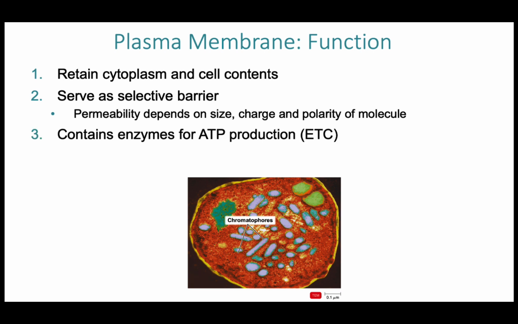Now, this is going to be unique to the prokaryotes. The enzymes for generating ATP, the electron transport chain enzymes, are found in the plasma membrane. In eukaryotic cells, those enzymes for ATP production, that electron transport chain, is found in the membrane of the mitochondria. So because prokaryotic cells don't have a mitochondria, they have to put their enzymes somewhere, so they put them in the plasma membrane.